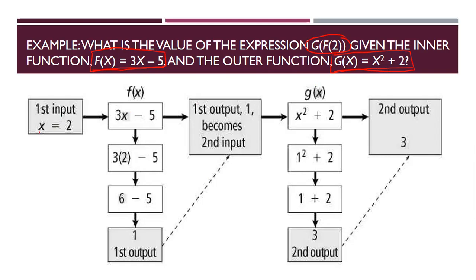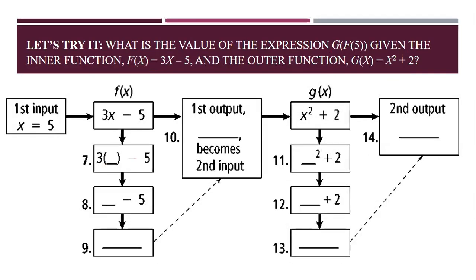So our first input is going to be x equals 2, and it goes into f of x. All I'm doing is plugging in 2 wherever there's an x. Do we see that? 3 times 2 is 6, minus 5 is 1. So that result is now going to go into g of x, the second one. Wherever there's an x, I'm now plugging in a 1. 1 squared is 1, plus 2 is 3. And so our final output is 3. That is it. Was that terrible?